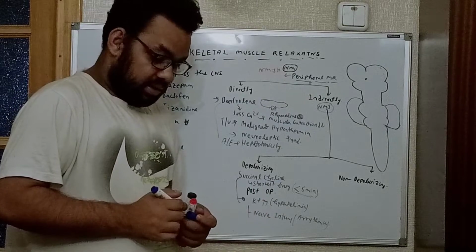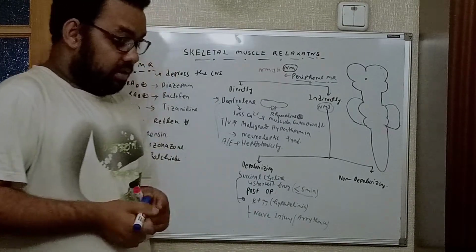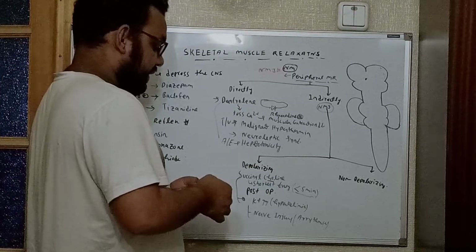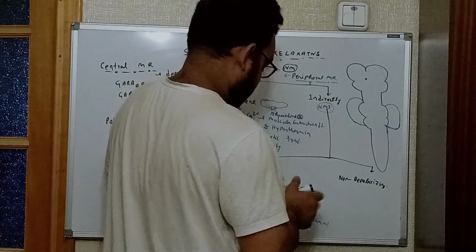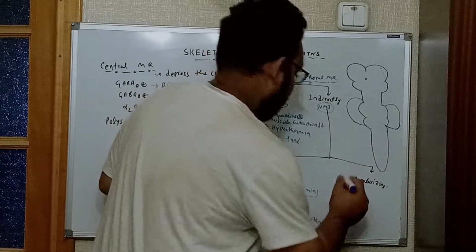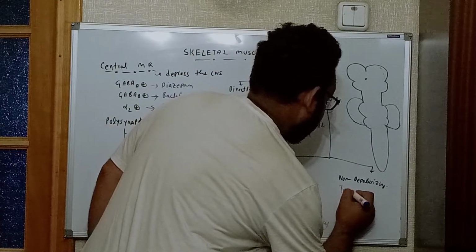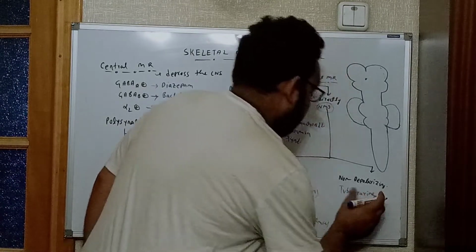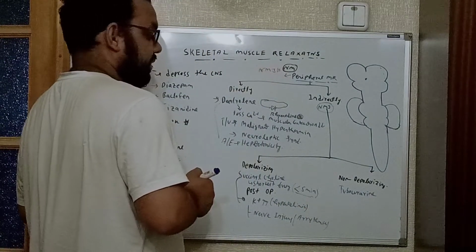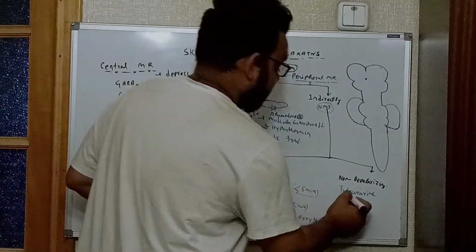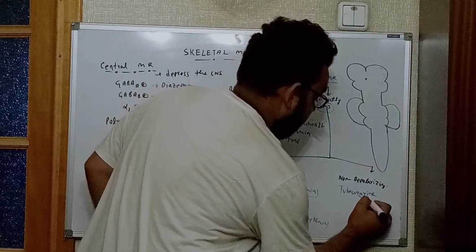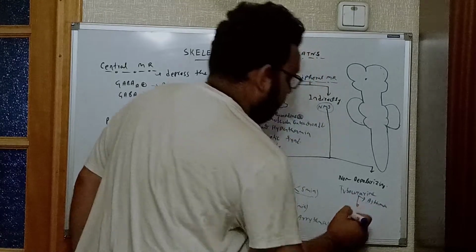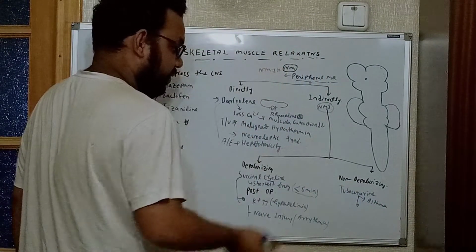Now we'll talk about the non-depolarizing drugs. The drug here is tubocurarine. But there is a problem with tubocurarine: it has some allergic effects. It can cause bronchial constriction, which can lead to asthma. Along with that, it will cause vasodilation, or you can say hypotension.